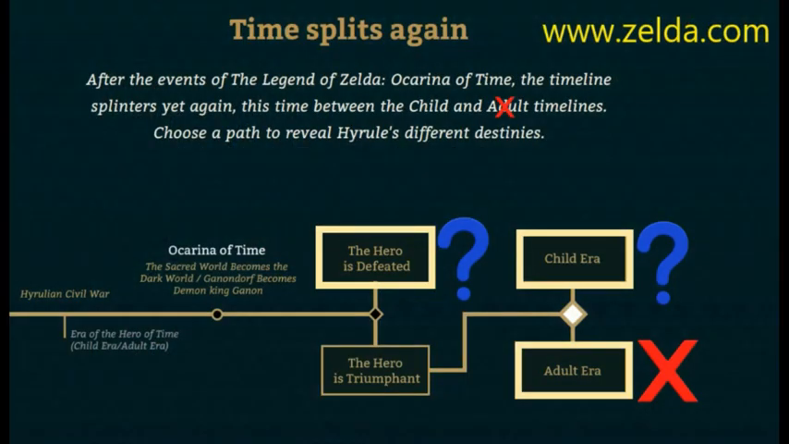First, I'm going to remove the adult timeline as a possibility. Cadence of Hyrule is wildly different from anything that occurs in that timeline. As I was analyzing the evidence, there was so little tying it to the adult timeline that I'm not even going to consider it an option.